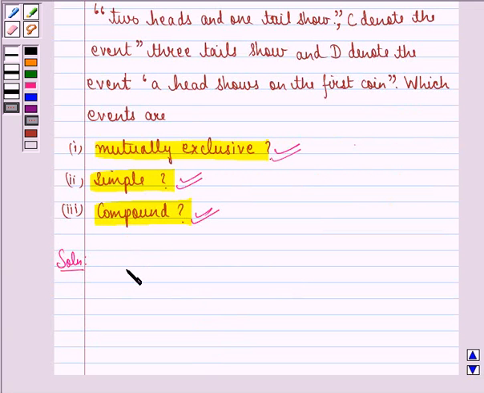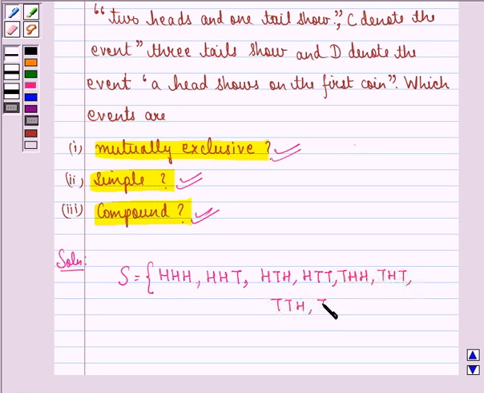First of all, let us write down the sample space of the event that three coins are tossed. So the sample space will be HHH, that means we can get heads in three coins. HHT, that means we may get head in first two coins and tails in the third coin. Or HTH, HTT, THH, THT, TTH and TTT. So this is the sample space when three coins are tossed.